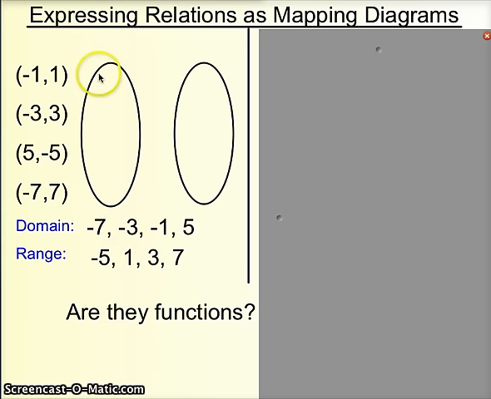So to make a mapping diagram, what you do is you list all of your domain values from least to greatest in a little map. So let's start with the x.